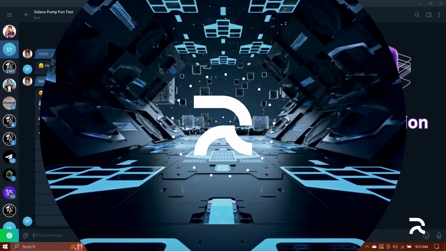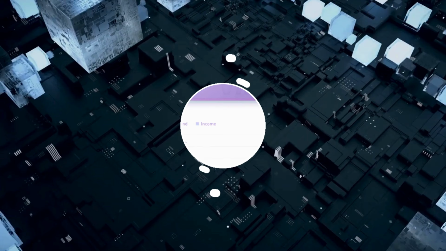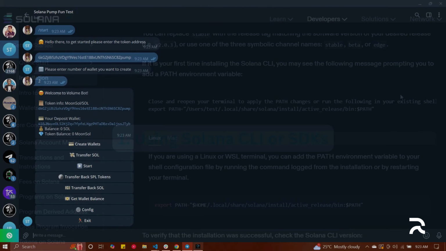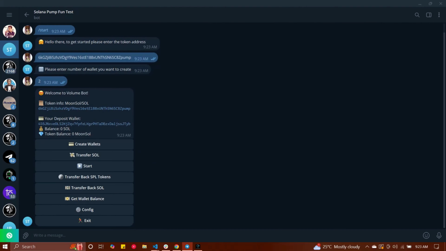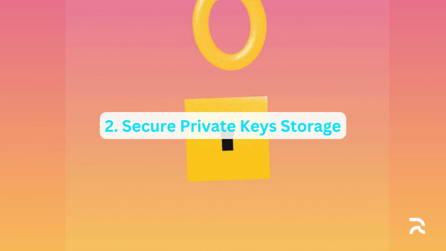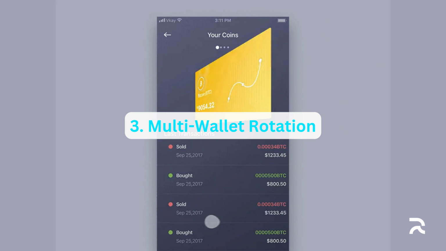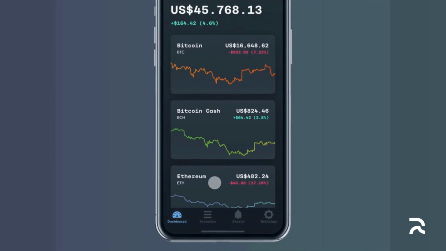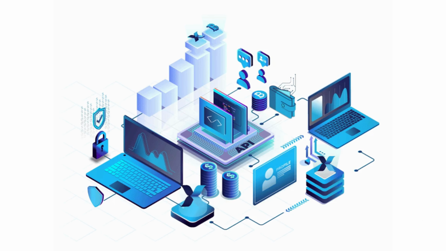Wallet creation. To execute trades, our bot needs multiple wallets. Here's how we automated wallet creation. 1. Using Solana CLI or SDKs, we generate multiple Solana wallets programmatically. 2. Secure private key storage. The bot encrypts and stores keys securely to prevent unauthorized access. 3. Multi-wallet rotation. To mimic organic activity, the bot switches between wallets for different trades. Pro tip: always use a secure method to store wallet keys, like encrypted databases or vault services.